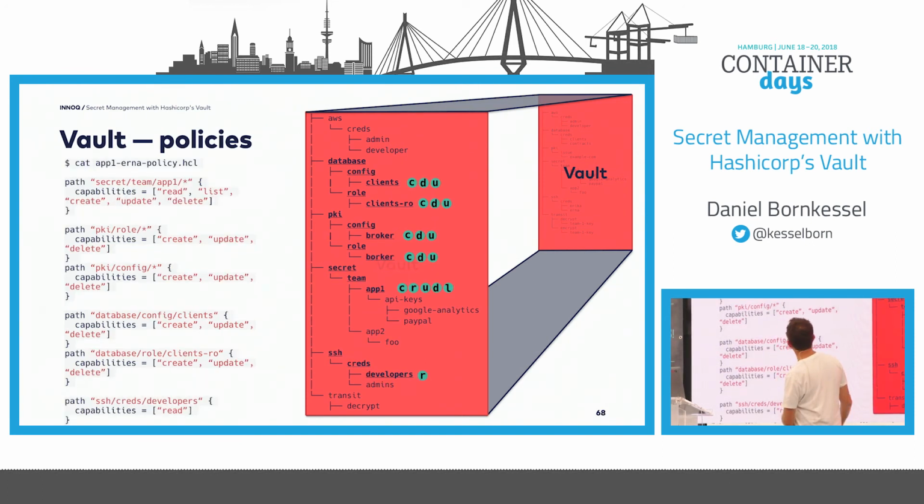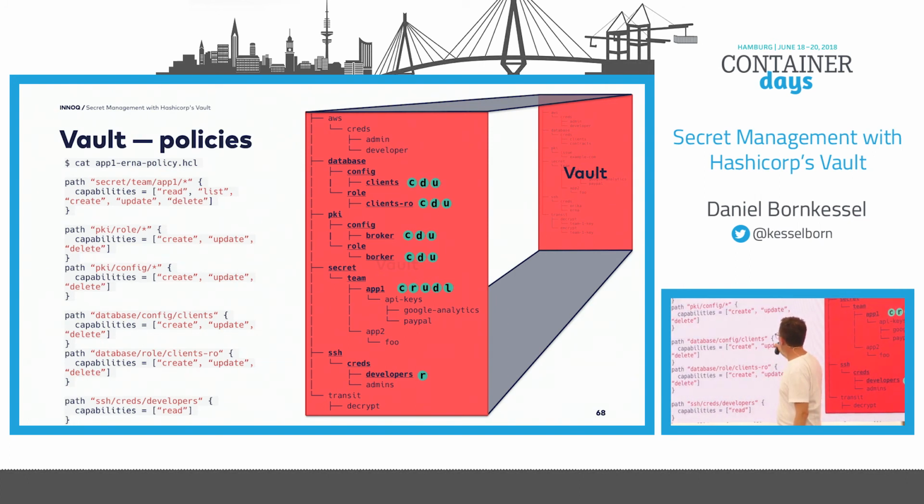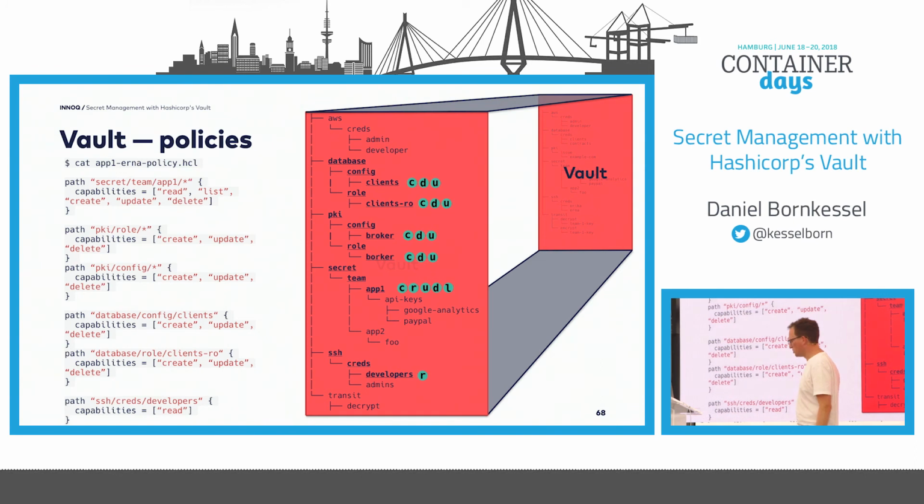The developer for app 1 has much more permissions. Developers can actually read, list, create, update, and delete static secrets. They can configure the private key infrastructure. They can configure the database clients, and they are allowed to SSH into machines.